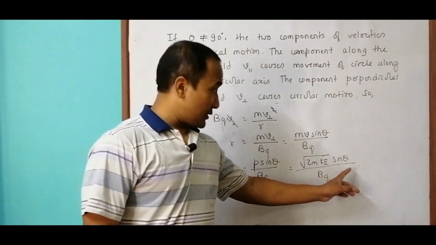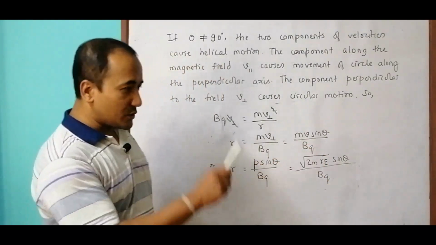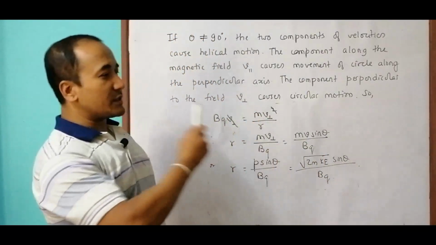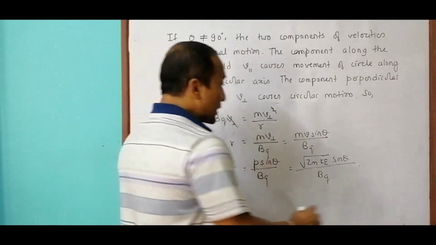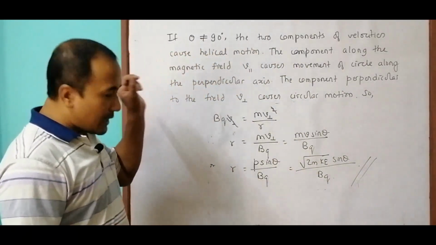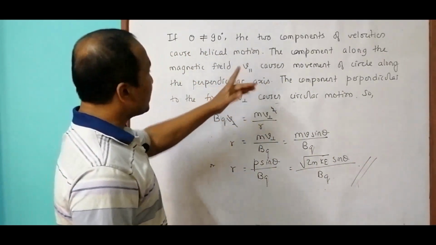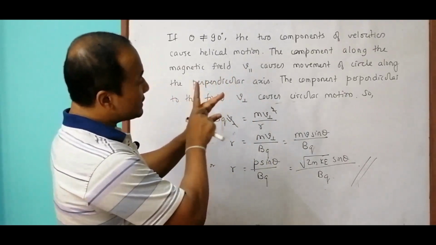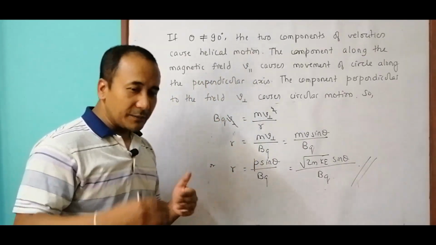See here, if theta is 0, the radius is very small, so it just goes like this. If theta is high, then it will take a large radius, somewhat like this. So this is the calculation of radius if the angle is 90 degrees, and if the angle is not 90 degrees. Here V parallel means the velocity along the magnetic field, and V perpendicular means the velocity perpendicular to the magnetic field. So let's take that into account and proceed likewise.